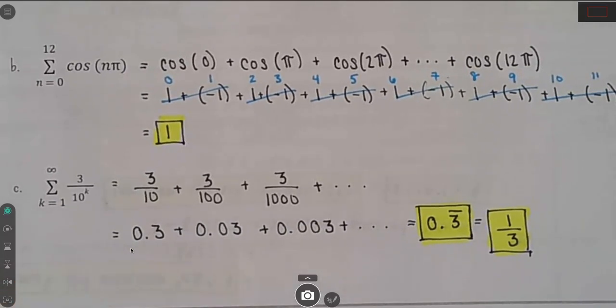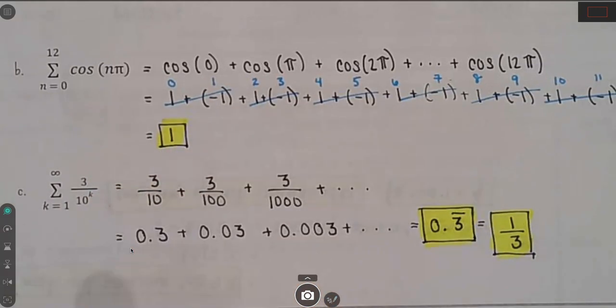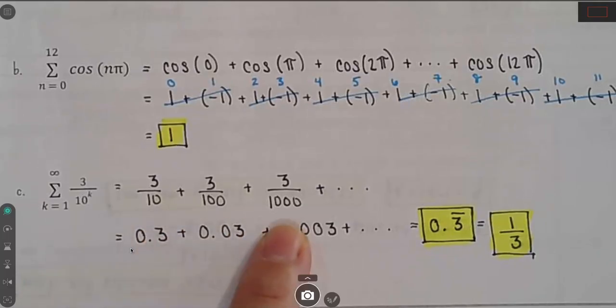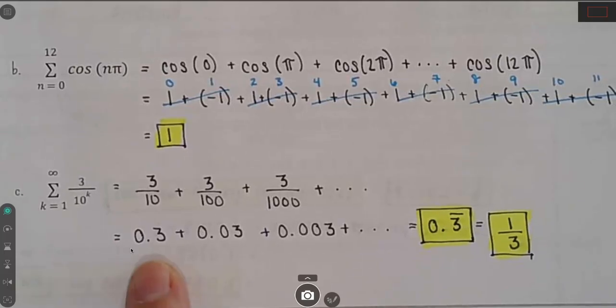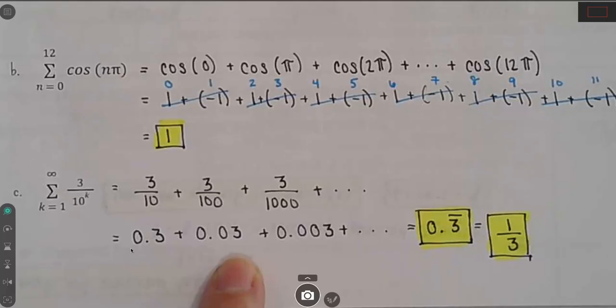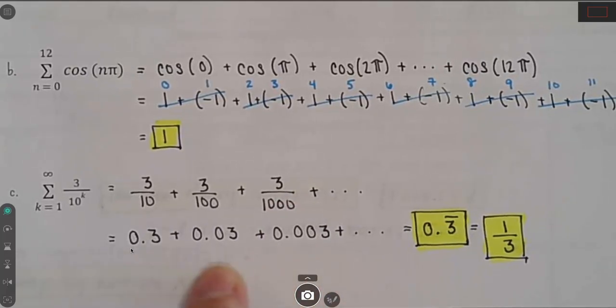Okay, and we have one infinite series. We have 1 to infinity, 3 over 10 to the k power. So this is 3 over 10, plus 3 over 100, plus 3 over 1,000, and so on. It's a little easier to see this one if you write them in decimal form. 3/10 is 0.3, 3/100 is 0.03, 3 over 1,000 is 0.003, and if you add all these together, you're going to get 0.3 repeating, which is 1/3.